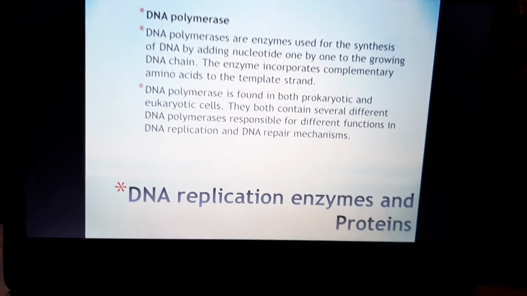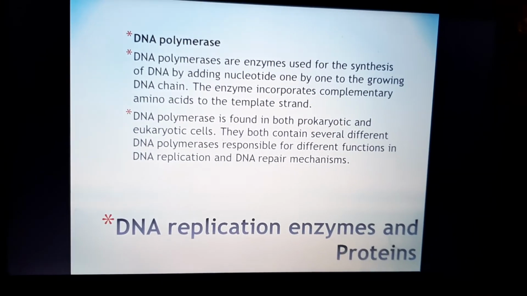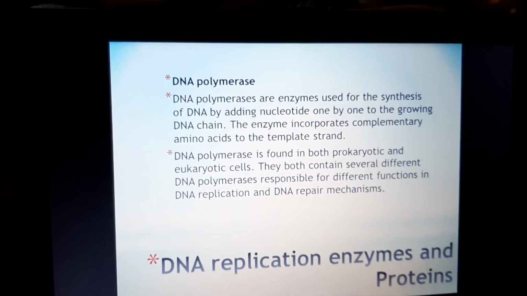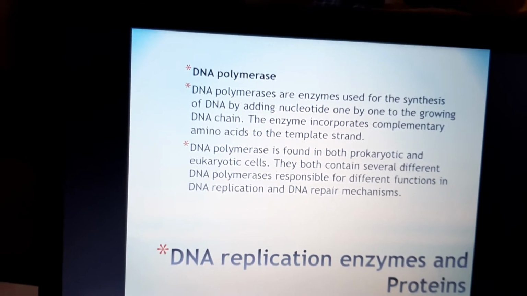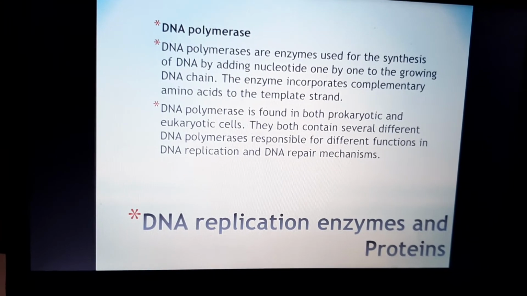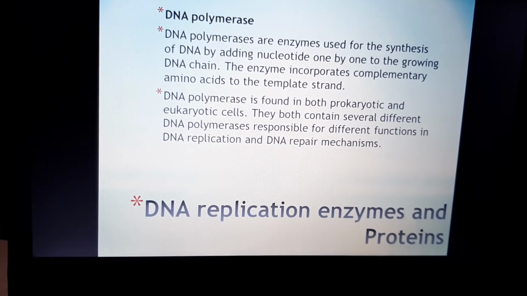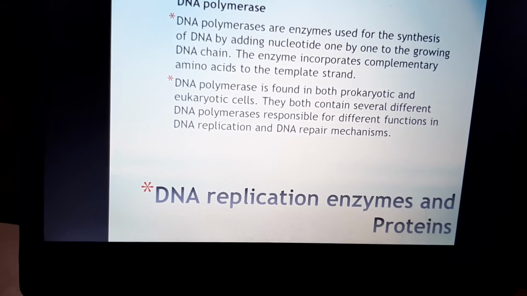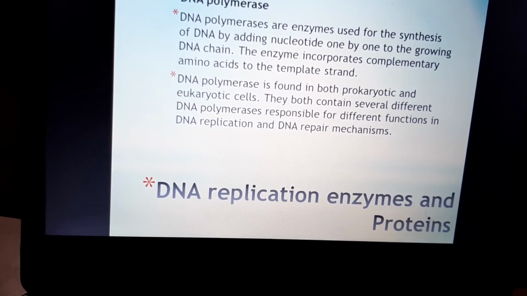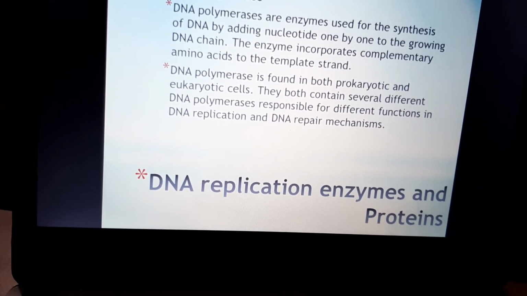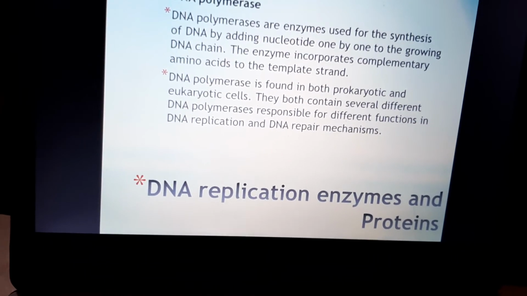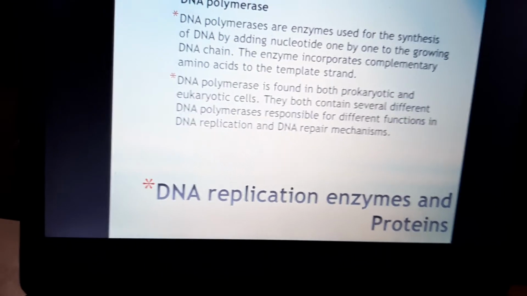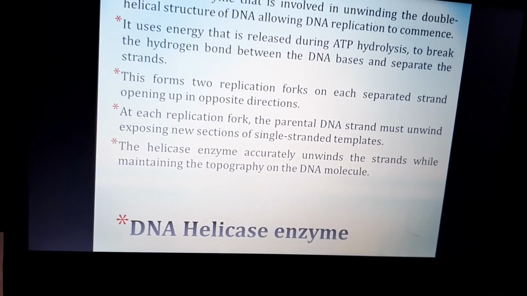Next we move on to DNA replication enzymes and proteins. DNA polymerase is one of the enzymes used for the synthesis of DNA. By adding nucleotides one by one to the growing DNA chain, the enzyme incorporates complementary nucleotides to the template strand. DNA polymerases are found in both prokaryotic and eukaryotic DNA replication processes. They both contain several different DNA polymerases responsible for different functions in DNA replication and DNA repair mechanisms.